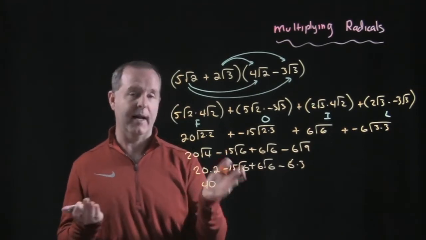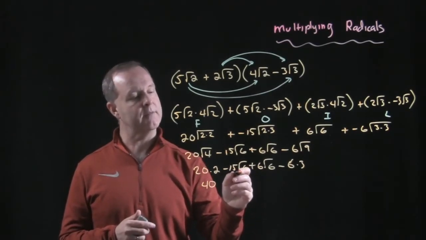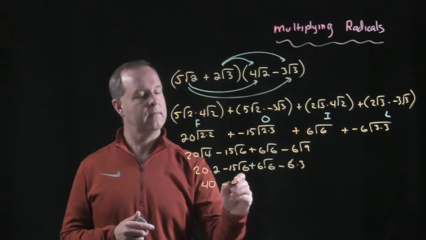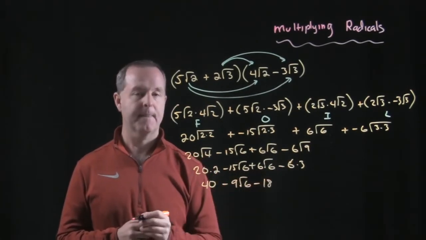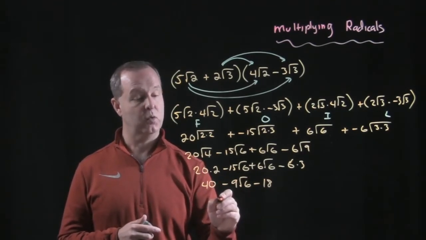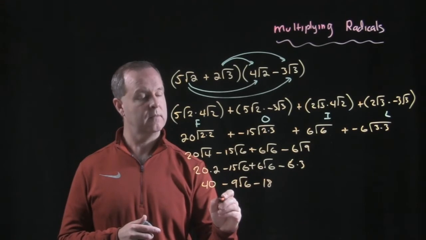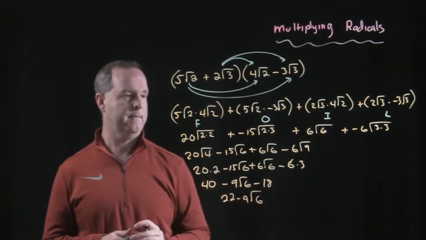I'll combine them now. I could have done it earlier, but I'll do it now. What is that, folks? Is that negative 9? Negative 9 root 6. And my last term, minus an 18. I can combine my 40 and my 18. That will provide a 22. 22 minus 9 root 6.